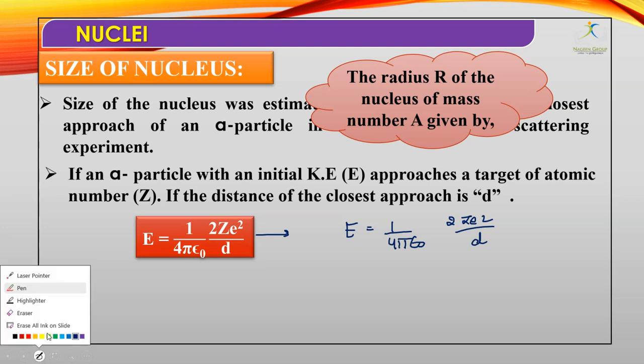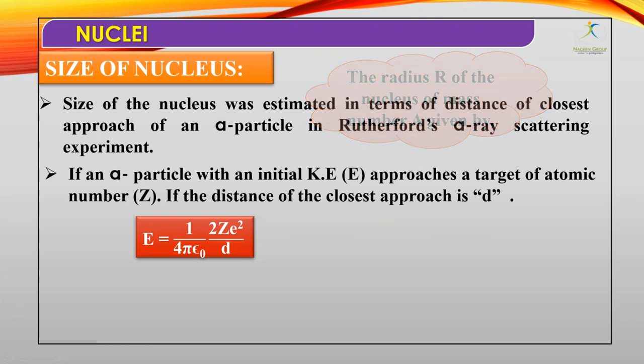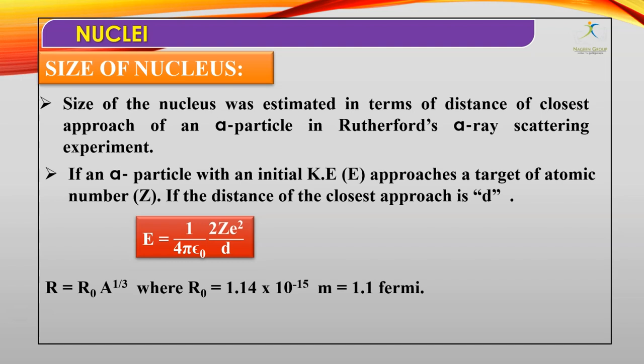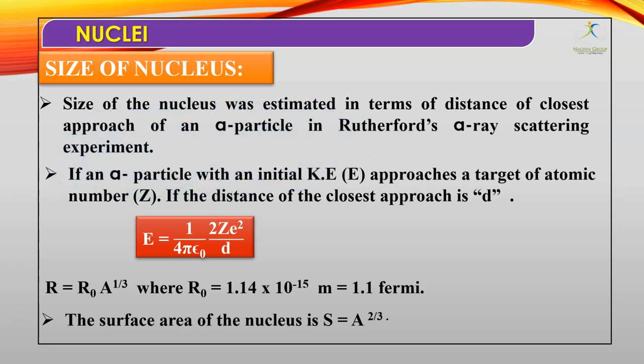So, moving ahead. The radius of the nucleus of mass number A is given by R = R₀A^(1/3), where R₀ is equal to 1.1 × 10^-15 meter, which is equal to 1.1 Fermi. The surface area of the nucleus is S proportional to A^(2/3). The volume V of the nucleus is directly proportional to R cube, or V is directly proportional to the mass number A.